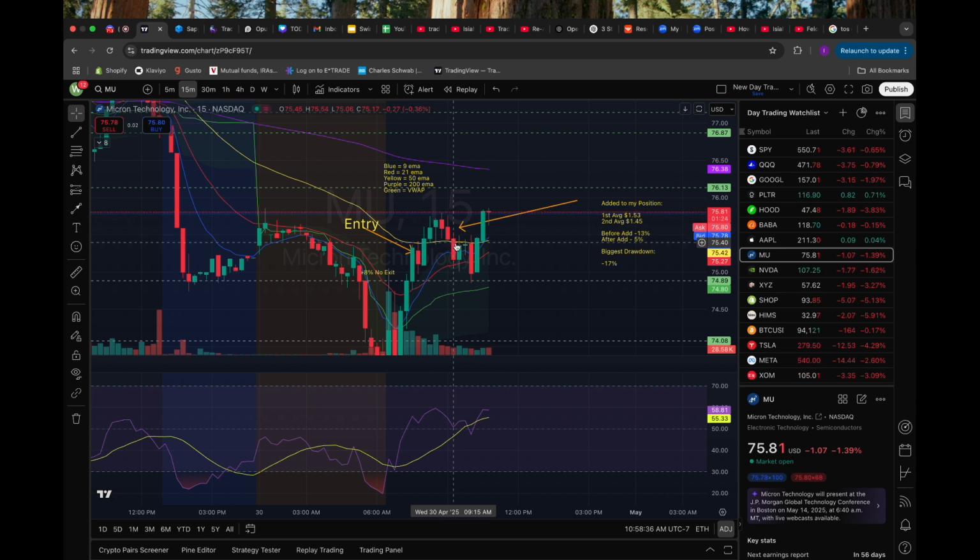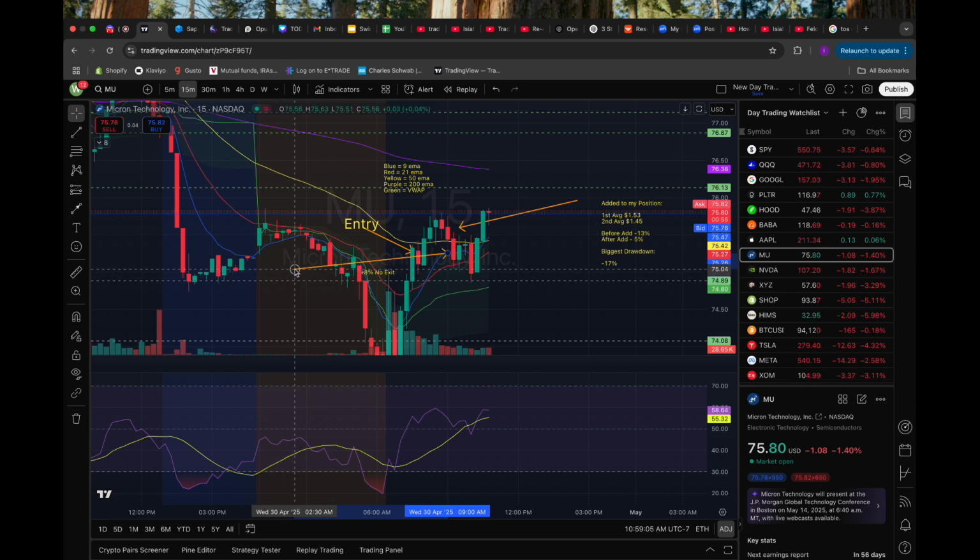It finally started to break. It came up a little bit more. I was still in a position, and then boom, it came down. So I actually took my exit about right here, okay? Took my exit about right there once it had hit that 9 EMA, okay? Once it hit that blue line, I took my exit, okay?